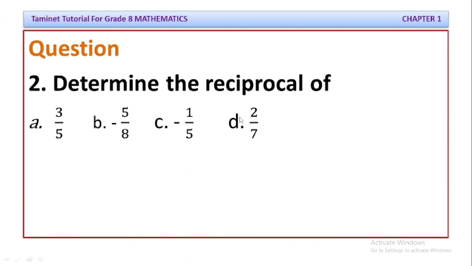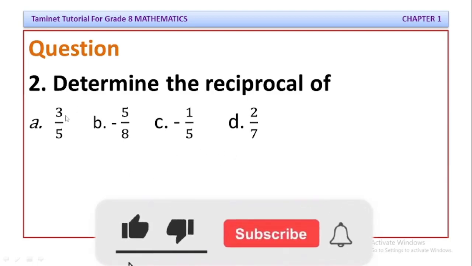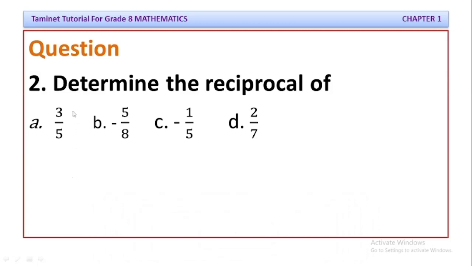Question number 2, determine the reciprocal of the following. For example, take the reciprocal of 3 over 5, which means 1 divided by 3 over 5. So 5 will be multiplied with 1. Finally, 5 over 3 is the reciprocal of 3 over 5. Like this you can practice at home.